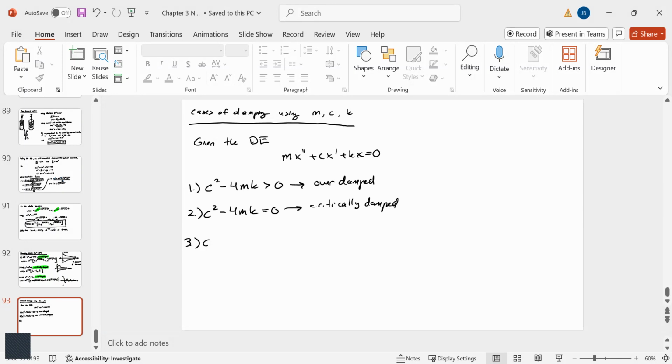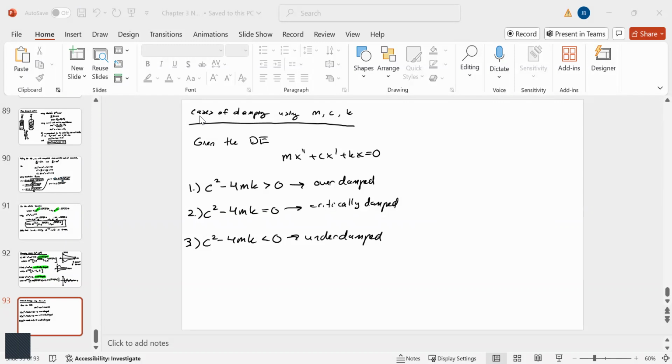And then number 3, c squared minus 4mk less than 0 is underdamped. So that's another way of identifying it just straight from the equation of what's given to you from the differential equation. There will be one homework question where you want to use this form. It's the last homework question. This will be pretty helpful in that respect.